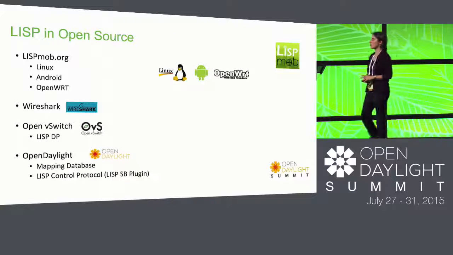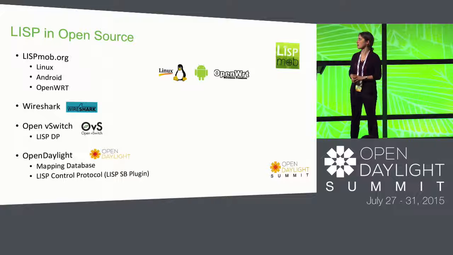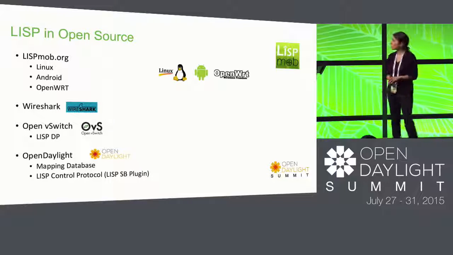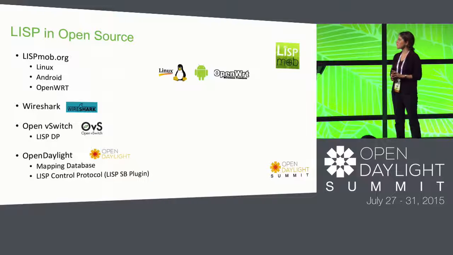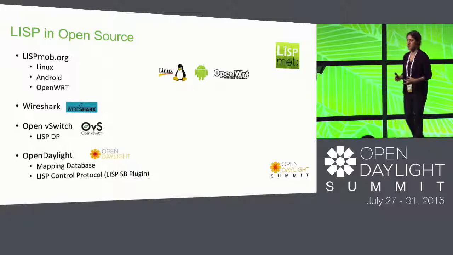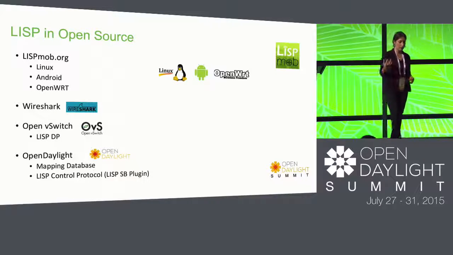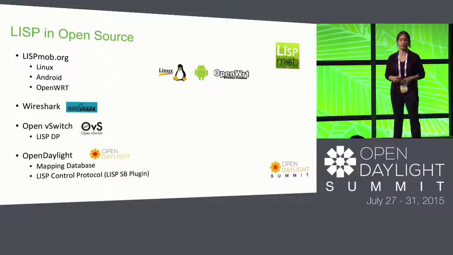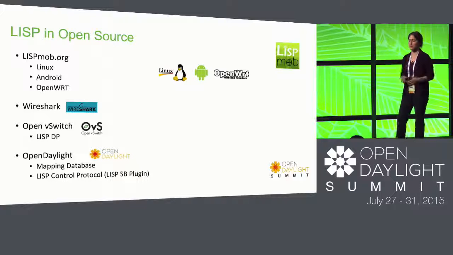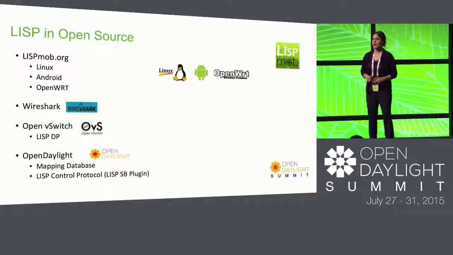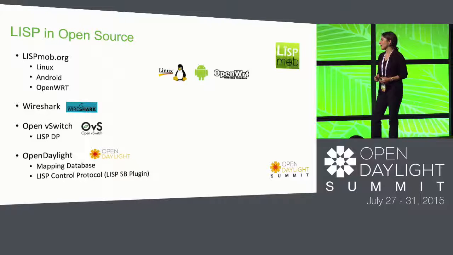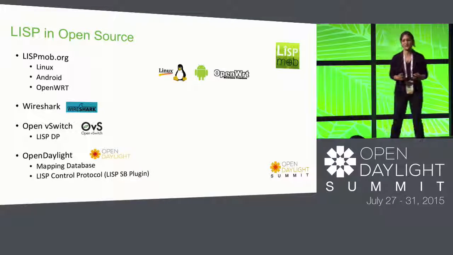So that was the quick overview of what we have in our Lithium release. Now, Lisp in open source. We have a lot of availability there. The main place to refer to is lispmob.org. That is an open source implementation of the Lisp tunnel routers. It's also available on Android and OpenWRT. In fact, some of our members have been running Lisp on their Android phones for a couple of years now, and that's the phone that they use. So we eat our own food.